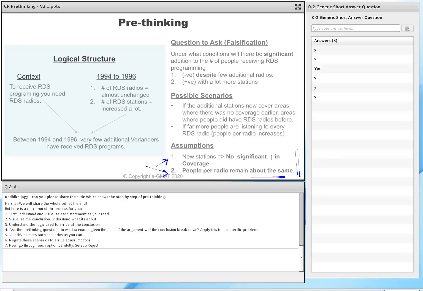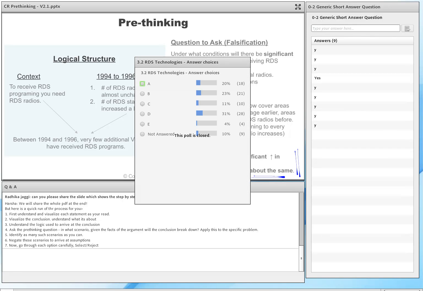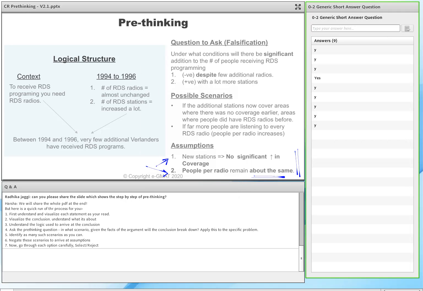Is everyone clear with this? Now let's go to the answer choices. This is how you guys polled, by the way. Let me just share these answer choices with you. You can see choice D was really popular, choice A was popular, choice B was popular as well, and so was choice C. The only choice that was not as popular was choice E, which was about the type of programming.